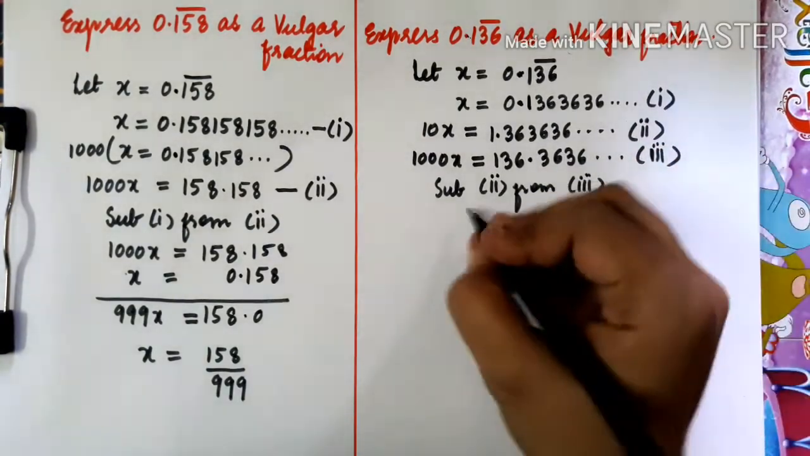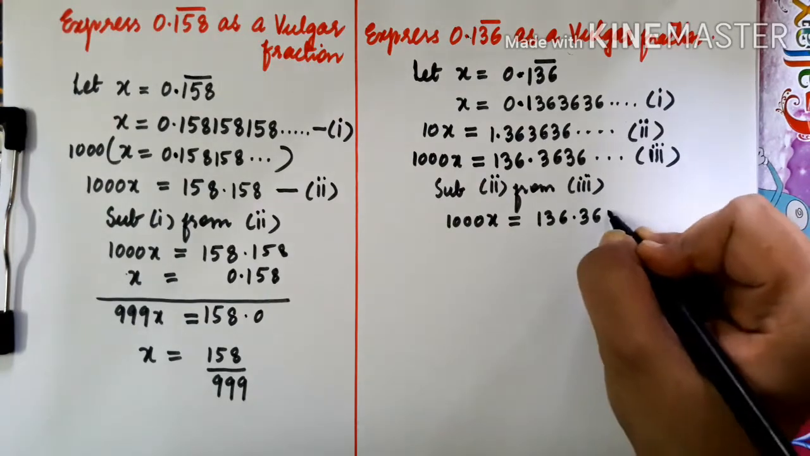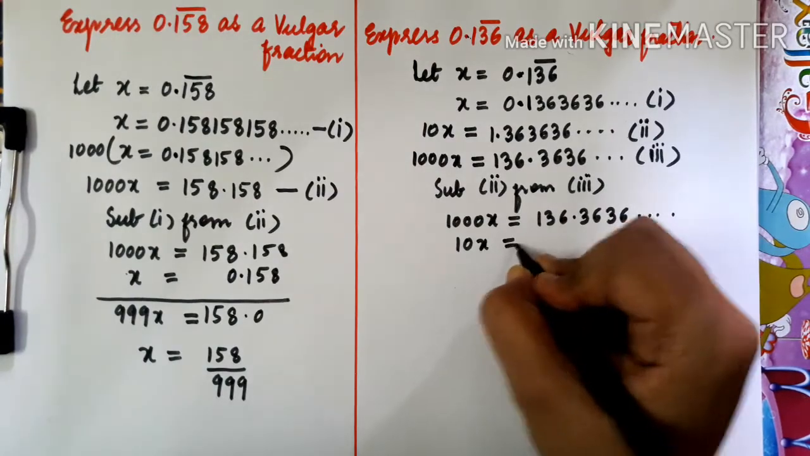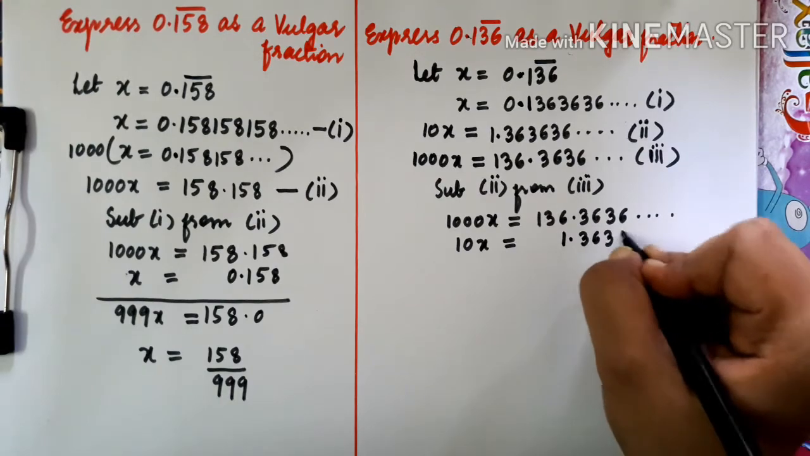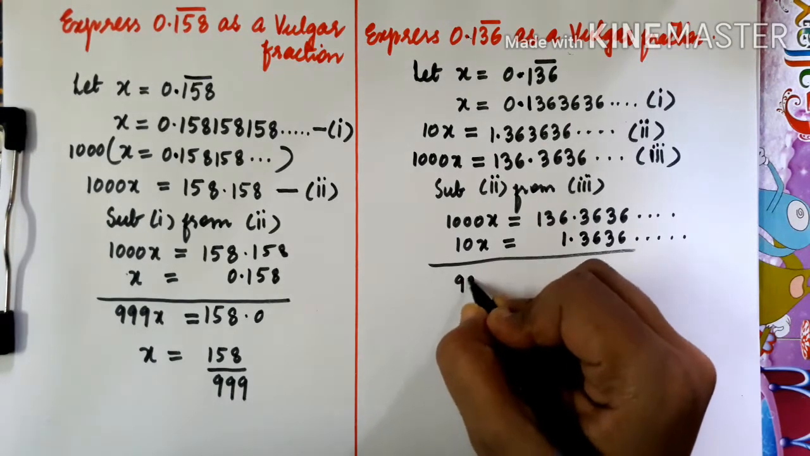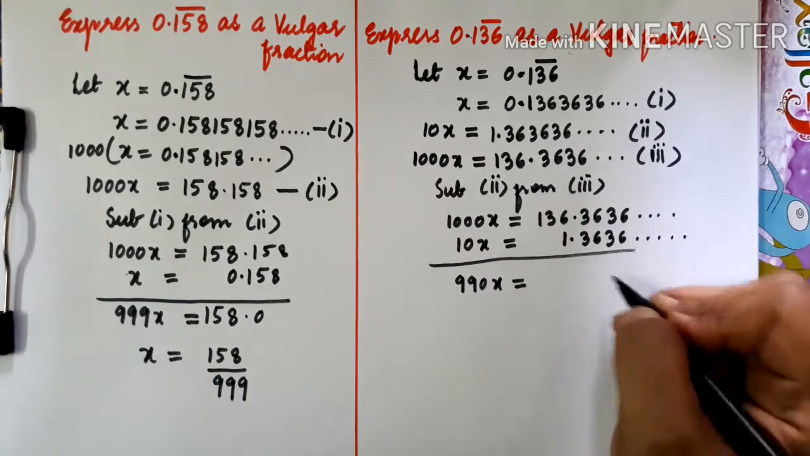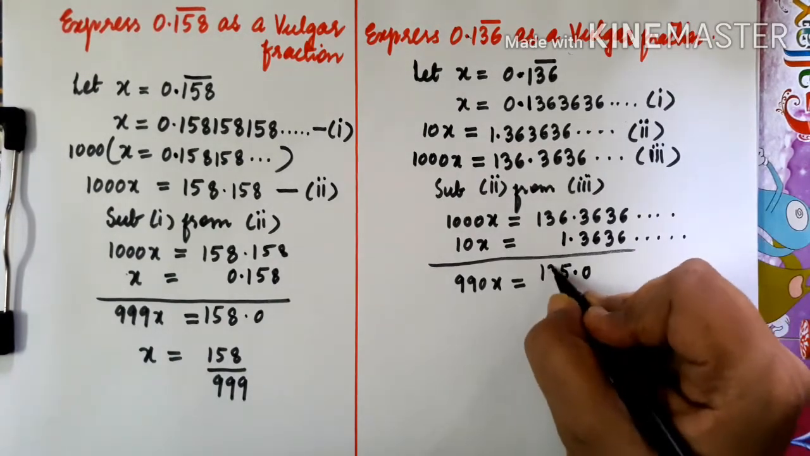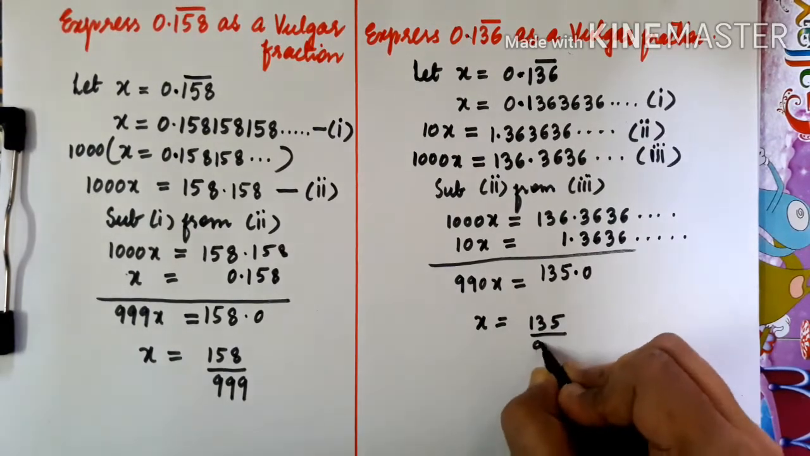The third equation is 1000x equals 136.3636 and so on, and the second equation is 10x equals 1.3636 like that. So here 1000x minus 10x will give you 990x. On the right, 3 minus 3 is 0, 6 minus 6 is 0, all you will get is 0 after the point, then 6 minus 1 will be 5, then 1 3 as it is, that is 135. So x will be equal to 135 divided by 990.